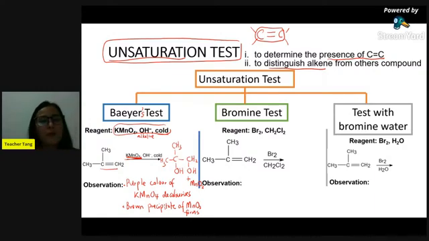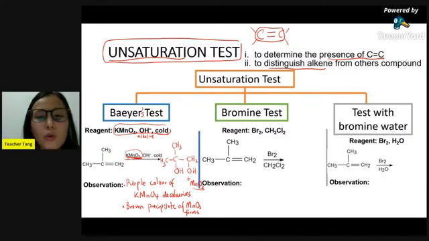So these are the observations for Bayer's test. Only alkene, because it has unsaturation, the carbon-carbon double bond, can cause the KMnO4 to be added into the carbon-carbon double bond to give you diol, and cause the purple color of KMnO4 to decolorize. The alkene is oxidized and the KMnO4 is reduced to manganese 4 oxide, which is a brown precipitate. Now we move on to look at bromine test.